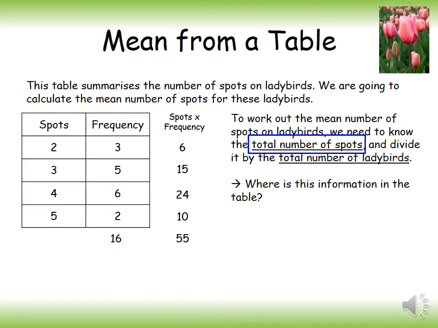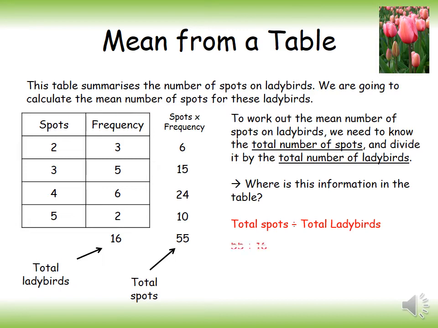So now we can calculate the average or the mean. So that is the total ladybirds, and that is the total spots. Okay, so if we divide 55 by 16, the answer is 3.4.